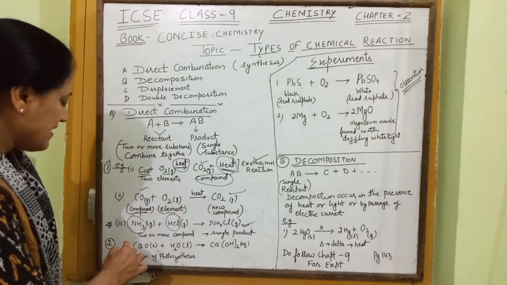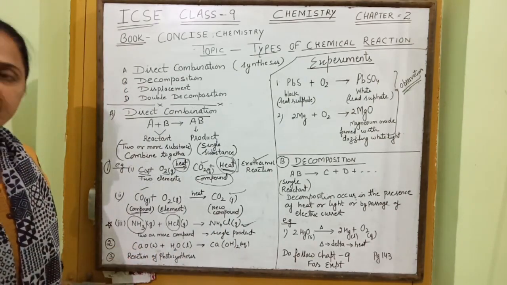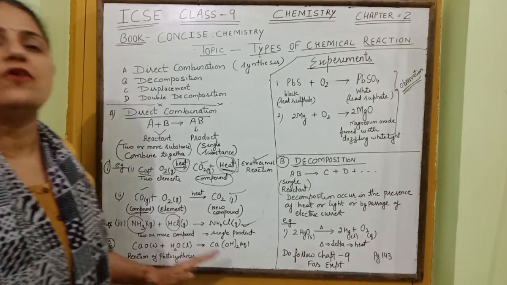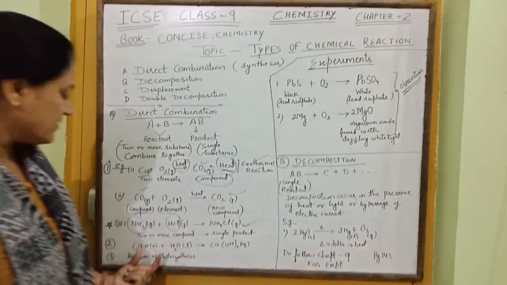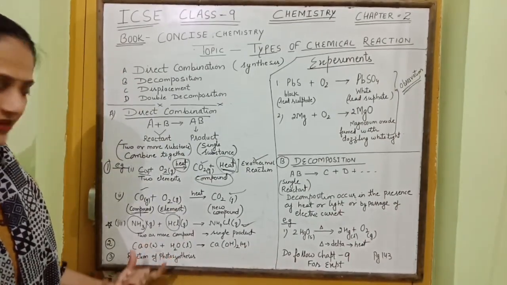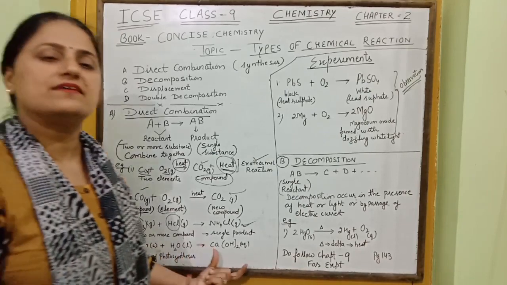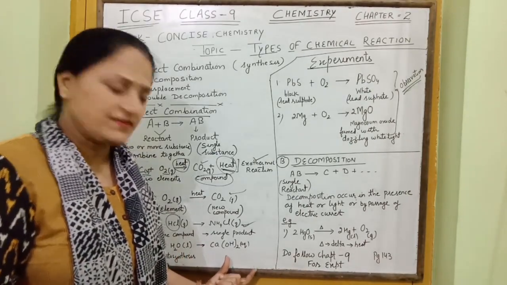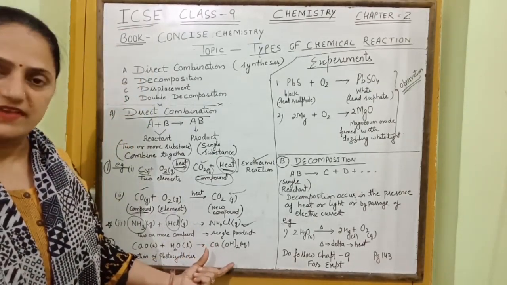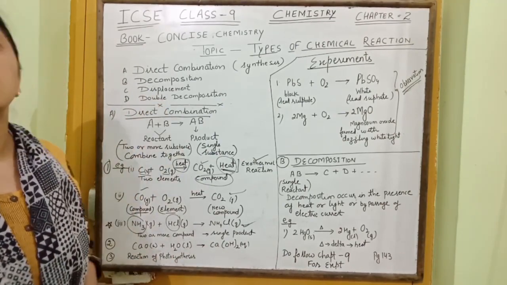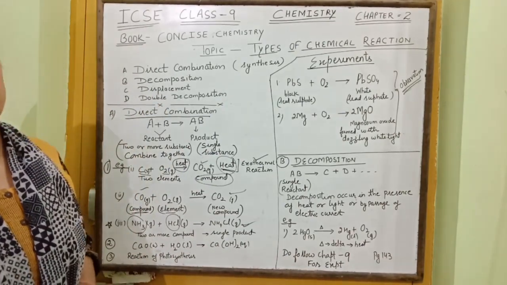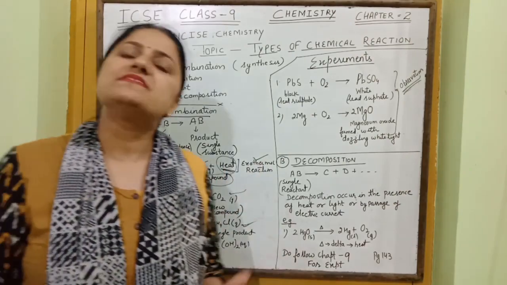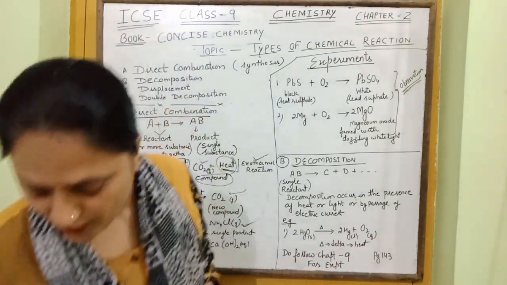Now see another example. Calcium oxide, which is a solid, when it reacts with water, which is a liquid. So these are two different compounds. When two different compounds combine together forming a single product, that is calcium hydroxide. So this is another example of the direct combination reaction. Many other examples are given in your book also. You can follow your book.